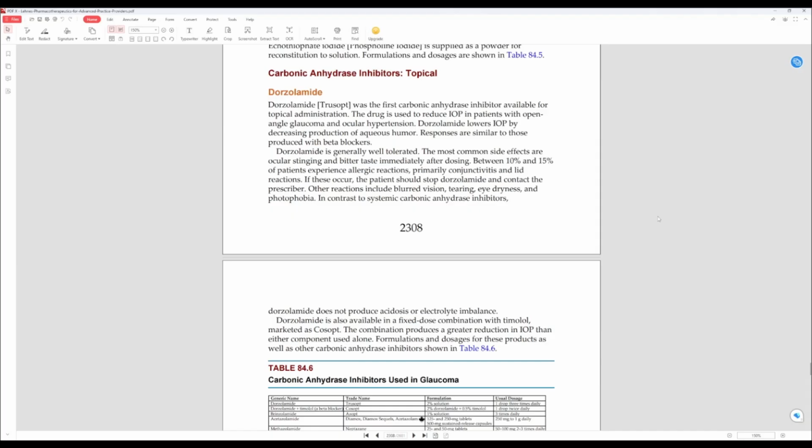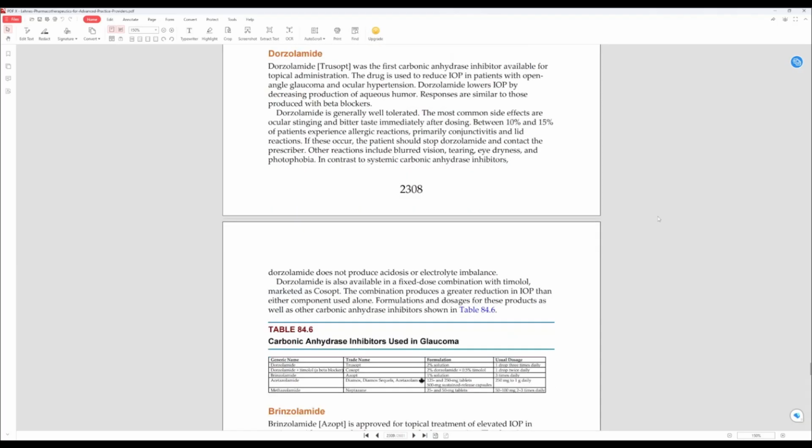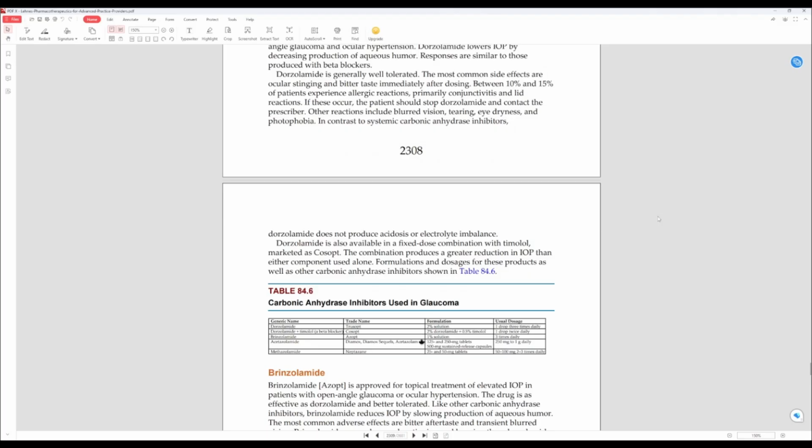Dorzolamide is generally well tolerated. The most common side effect is ocular stinging and a bitter taste immediately after dosing. Anywhere between 10 to 50% of patients experience allergic reactions, primarily conjunctivitis and lid reactions. If these do occur, the patient needs to stop dorzolamide and contact the prescriber. Other reactions include blurred vision, tearing, eye dryness, and photophobia. In contrast to systemic carbonic anhydrase inhibitors, dorzolamide does not produce acidosis or an electrolyte imbalance.